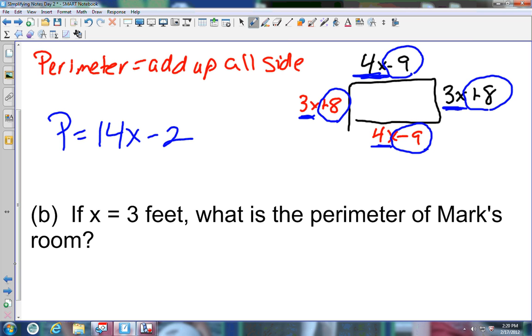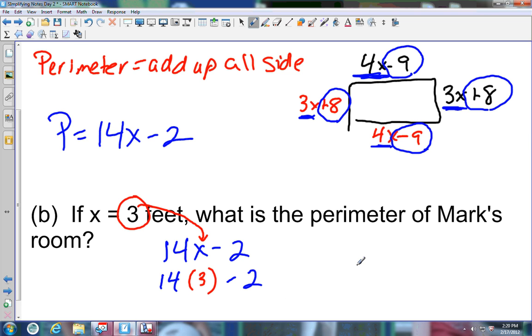Now here's the next part of the question. It says if x equals 3 feet, what is the perimeter of Mark's room? Well, I know the perimeter is 14x minus 2. It says if x is 3, so we're going to put 3 in there for x. And I have 14 times 3 minus 2.